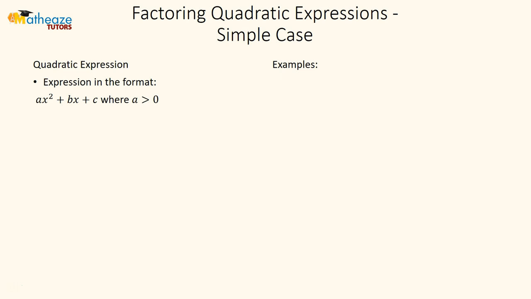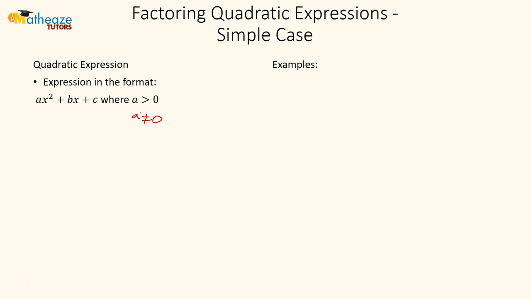So, a quadratic expression is in the format ax squared plus bx plus c. Remember, because it's an expression, you don't have the equal sign. In this case, we're going to look at a is greater than 0. Ideally, a should not be equal to 0, so a cannot be equal to 0, because a could be negative as well as positive. It just cannot be 0.